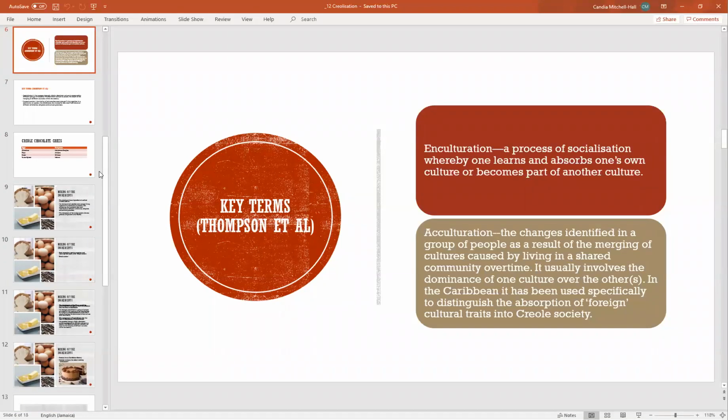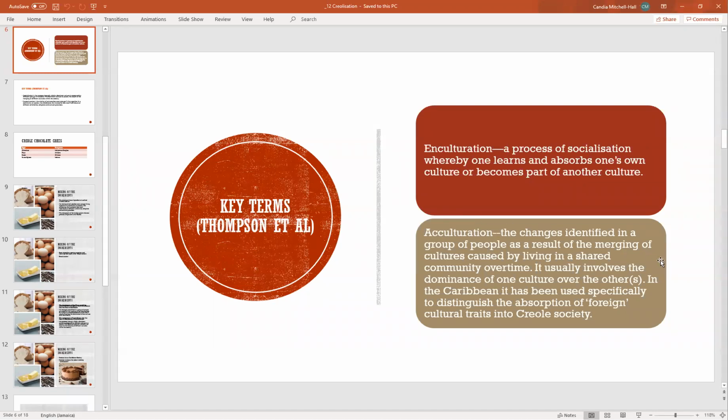Acculturation. The changes identified in a group of people as a result of the merging of cultures caused by living in a shared community over time. It usually involves the dominance of one culture over the other or others. In the Caribbean, it has been used specifically to distinguish the absorption of foreign cultural traits into Creole society. All right, so acculturation here, during the process of acculturation, thank you very much.